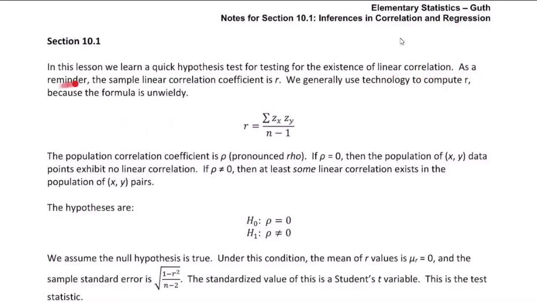As a reminder, the sample linear correlation coefficient is R. We generally use technology to compute R because the formula is unwieldy. Love that word. The population correlation coefficient is rho. So that's a Greek R, and it looks like a P.